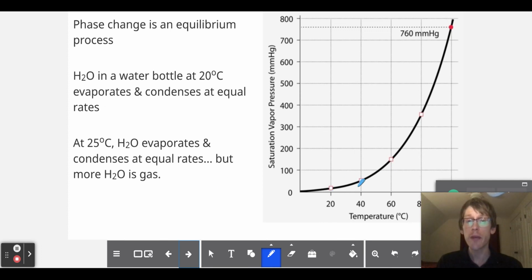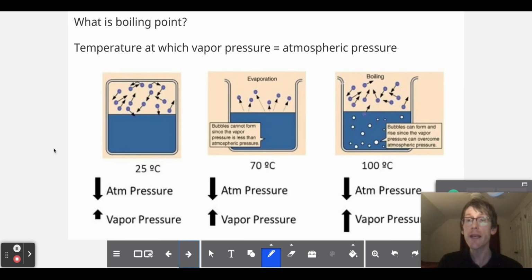And actually, here we have a graph of water and its vapor pressure at different temperatures. So you can see at 20 degrees Celsius, there's not a whole lot of vapor above the surface of water. But as temperature rises, eventually, when we hit 100 degrees Celsius, the vapor pressure is equal to atmospheric pressure. And what's interesting there is that the boiling point is the temperature where the vapor pressure has climbed so much that it is equal to the atmospheric pressure.